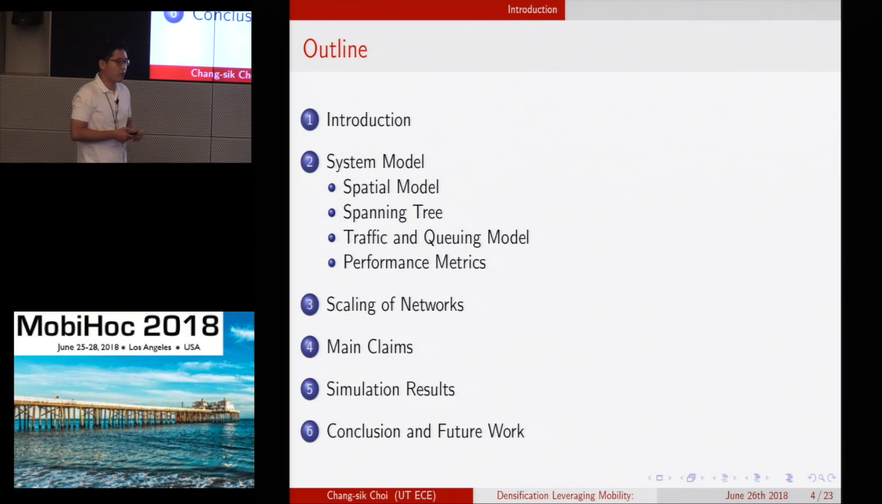And this is the outline of my talk. I will introduce a system model comprised of four topics, and then I will introduce the scaling of the network, which is the most important result in this paper, and I will go over the main claims and simulations. And I will conclude the talk.